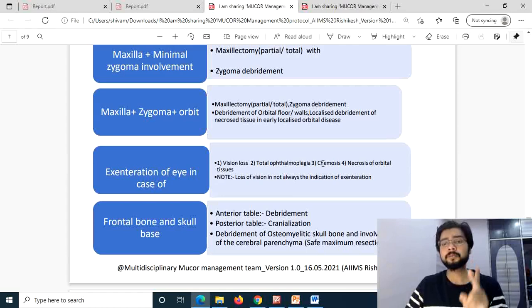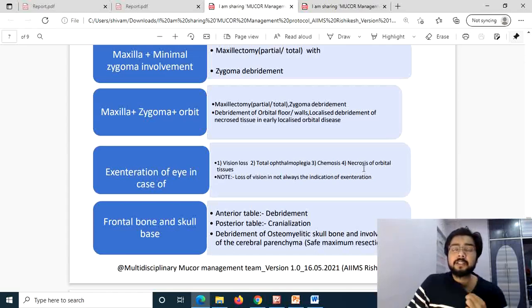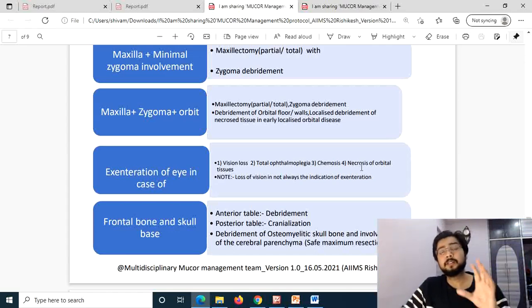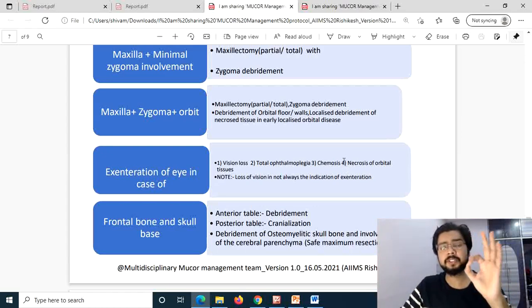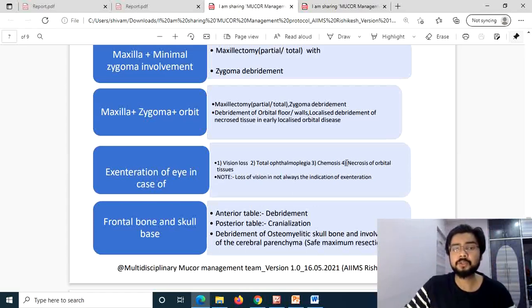due to mucor, when there is chemosis, when there is necrosis of the orbital tissue, right? So loss of vision is not always an indication of exenteration, but in particular cases where you have to save the life, the involvement is extensive, vision loss is there, you will have to remove the eye. So if there is vision loss, total ophthalmoplegia, chemosis, necrosis of the orbital tissue, you have to exenterate the eye.